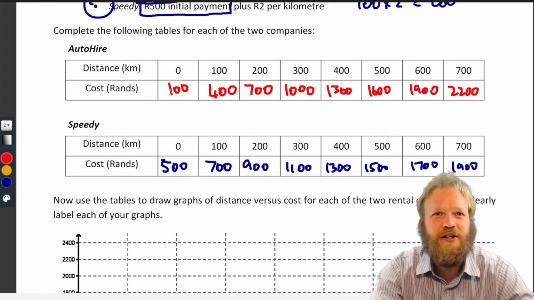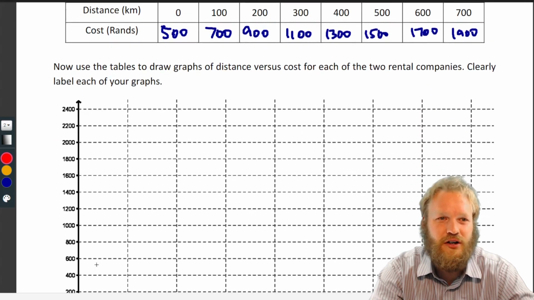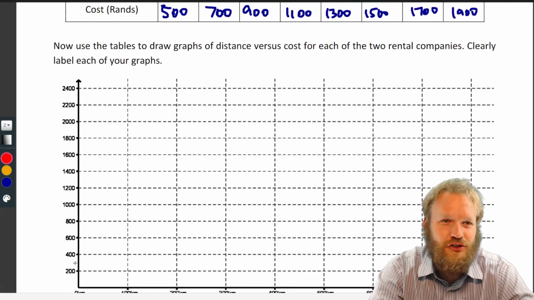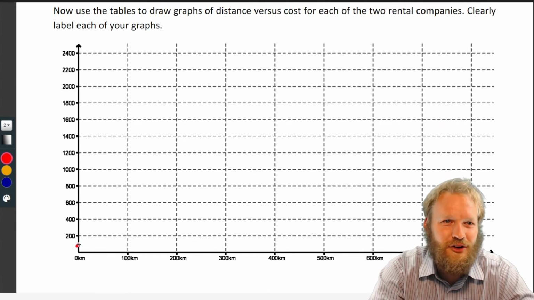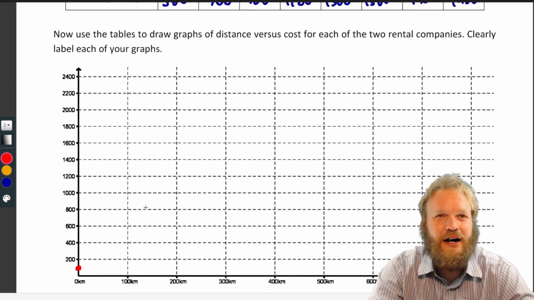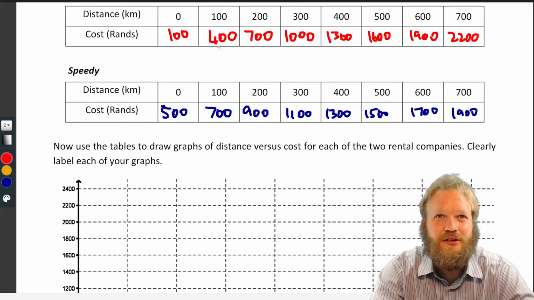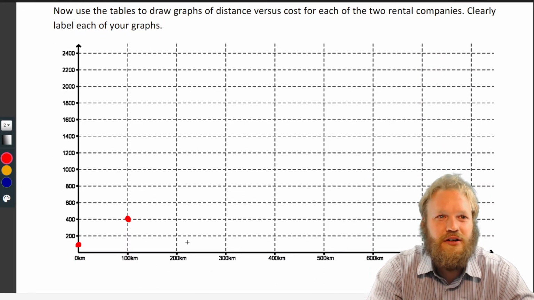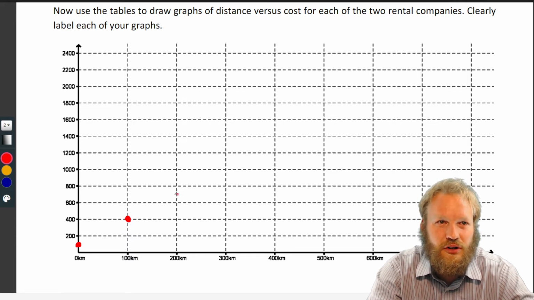I think I had them in red. So 0 was 100, and then we went 100, 400, etc. So 0 kilometers, what do we say? 100. It's probably easier if we could see the whole page at once. Okay, 100 kilometers was 400 Rand. Then it kept on going up by 300. So then we went to 700. Then we went to 1,000.